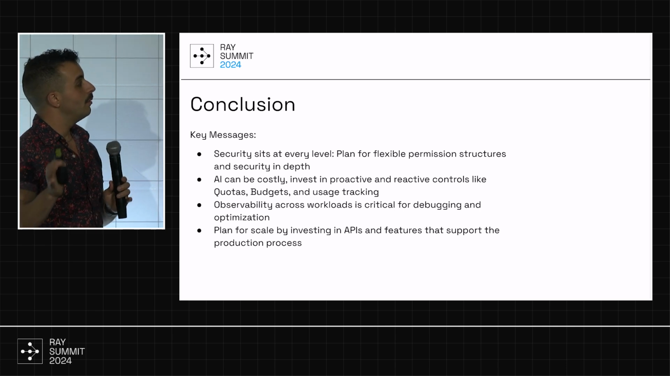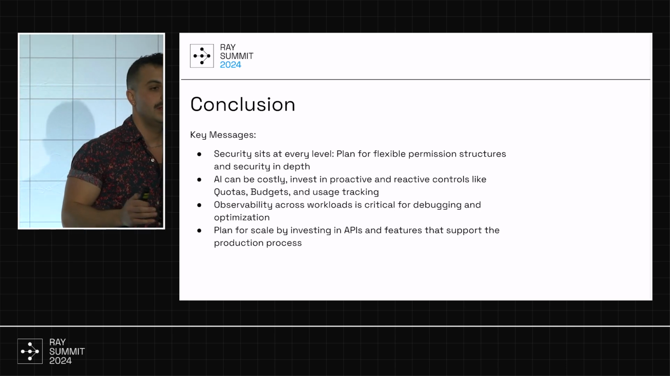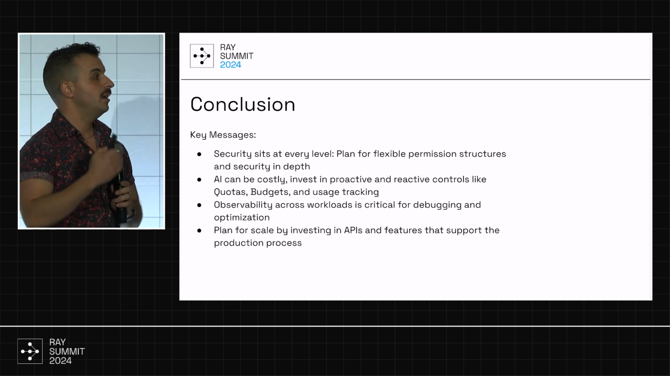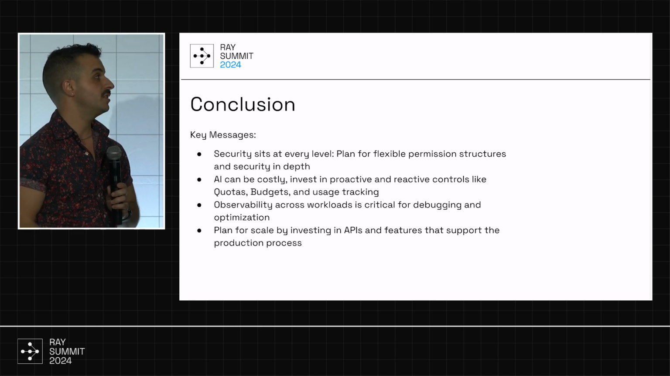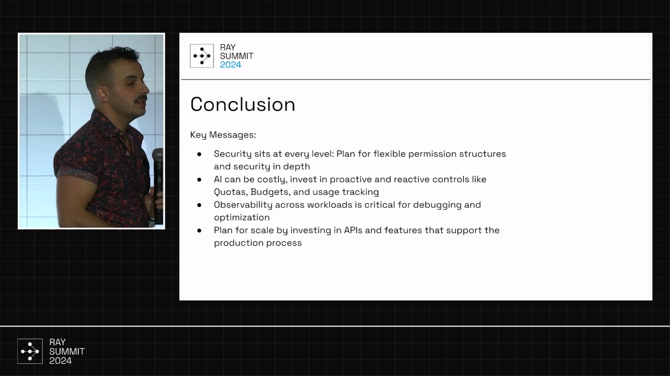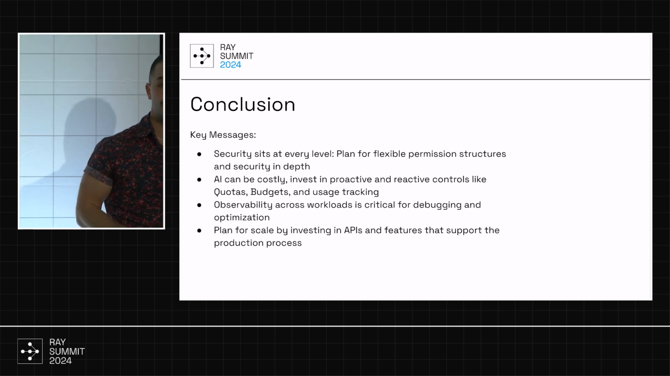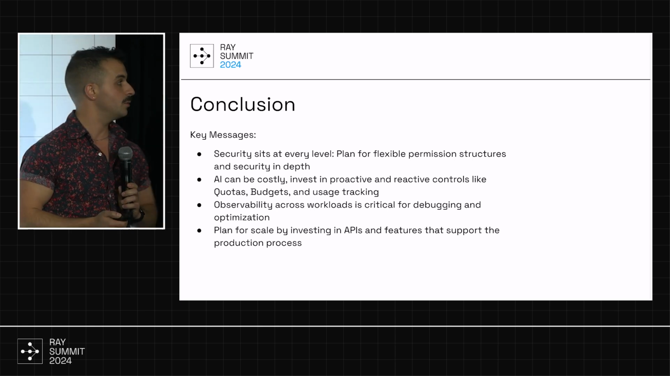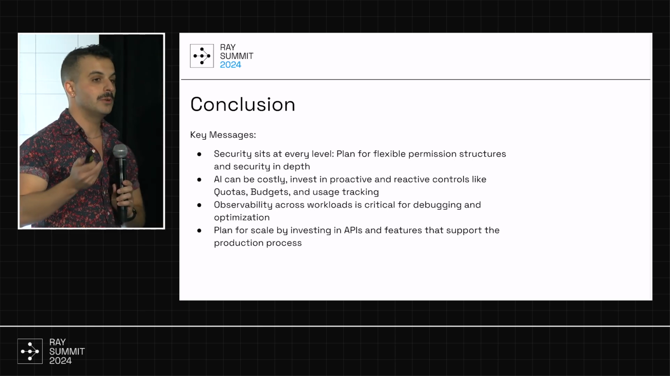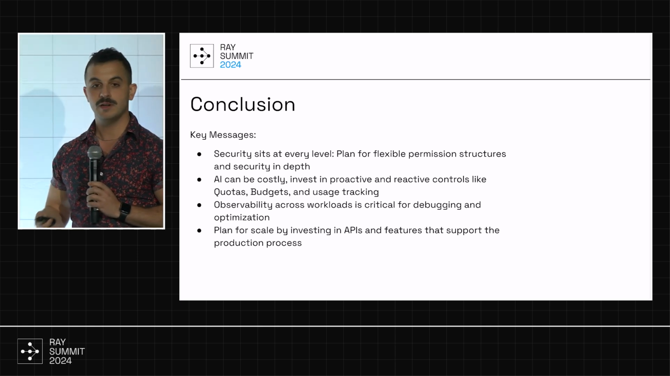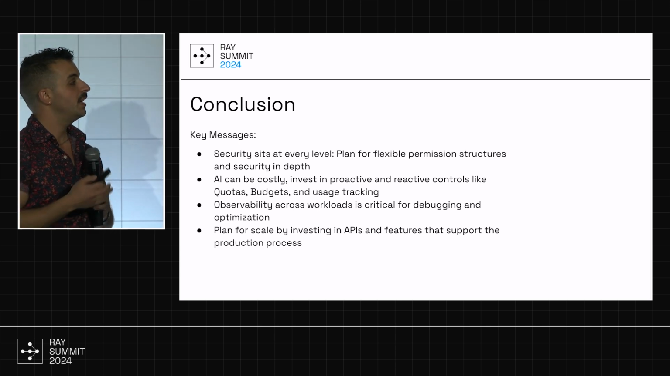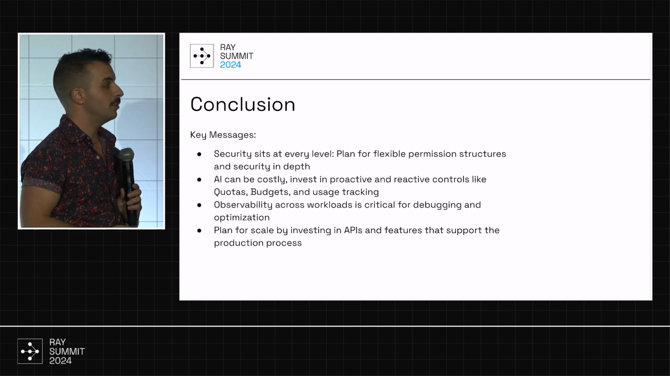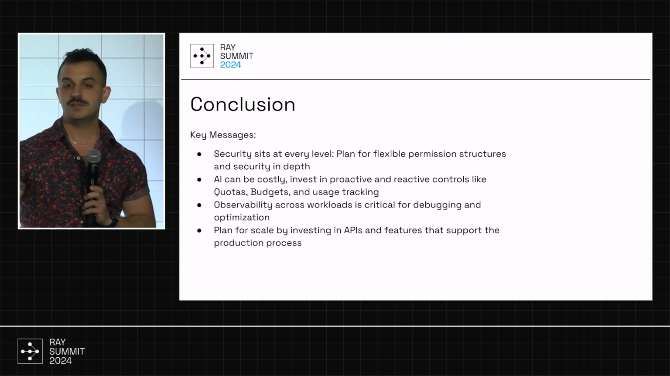So wrapping up here, security sits at every level. You need to think about your platform in a way that allows for a flexible model that can fit with your current setup, but also as your organization scales. AI can be costly, so investing in both proactive and reactive controls can help you ensure that you don't hit a cost wall. Observability across multiple workloads is critical, not only for debugging, but also transparency and visibility. And then finally, planning for scale by investing in an API-first design will ensure that you can scale your platform with your developers, your business, and your new workloads.